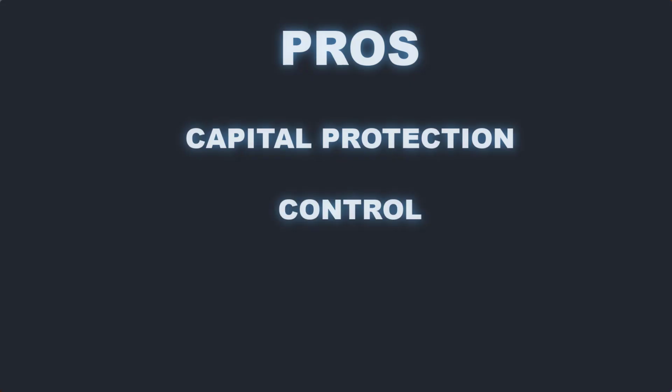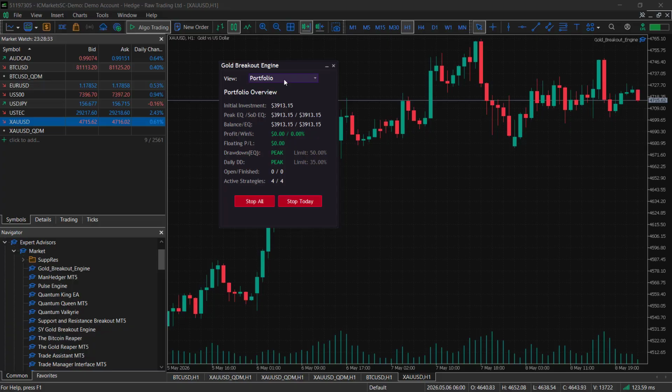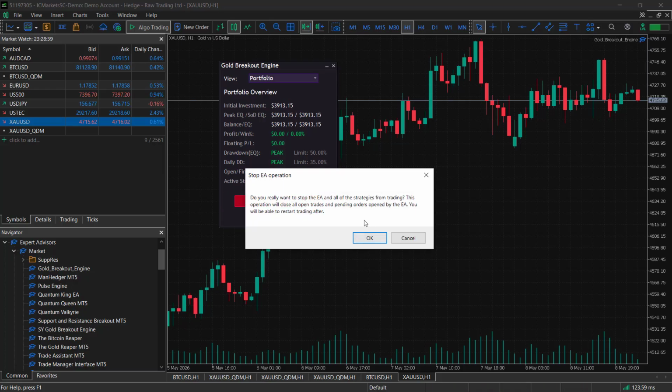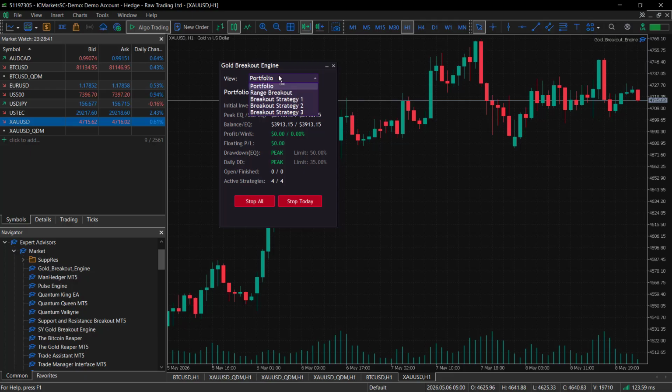The second one is control. Even though this can be a double-edged sword, I see it as a major advantage that you can manually stop trading at any time without breaking the logic of the system. I wouldn't recommend using this too often, but in cases of extreme market conditions, you have the option to pause trading and then continue later.